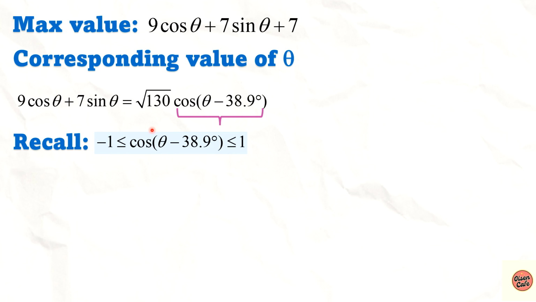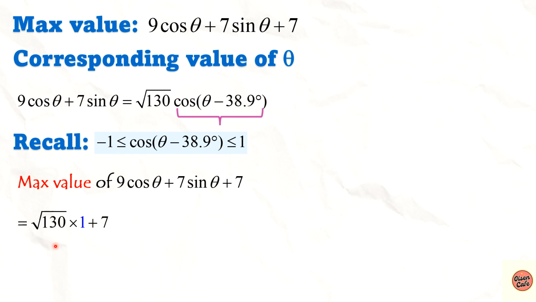So putting all this information together, if I'm going to find the max value of 9 cosine theta plus 7 sine theta plus 7, this will give me square root of 130 plus 7. Putting it in the calculator, I get 18.4, correct to 3 significant figures. Now that the maximum value is done, I am going to proceed to find the corresponding value of theta.